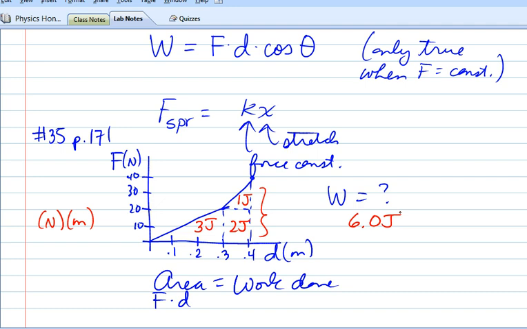So the moral of the story is when you have a varying force, you simply plot it on a graph and you find the area. Very easy.